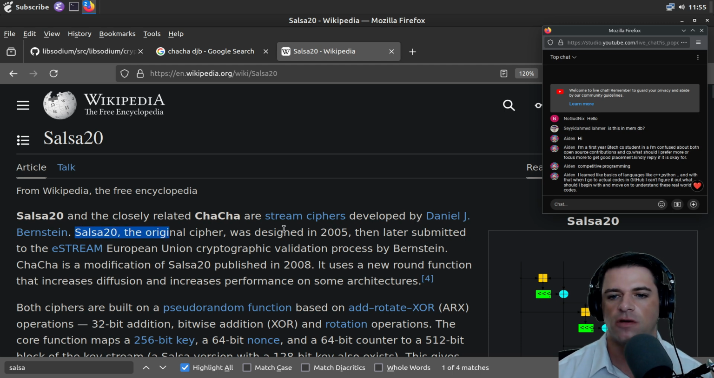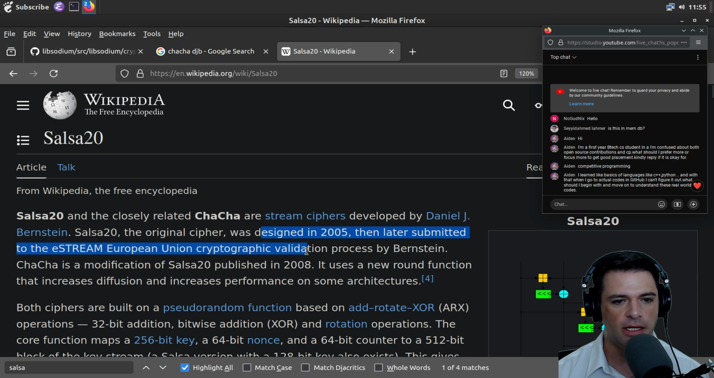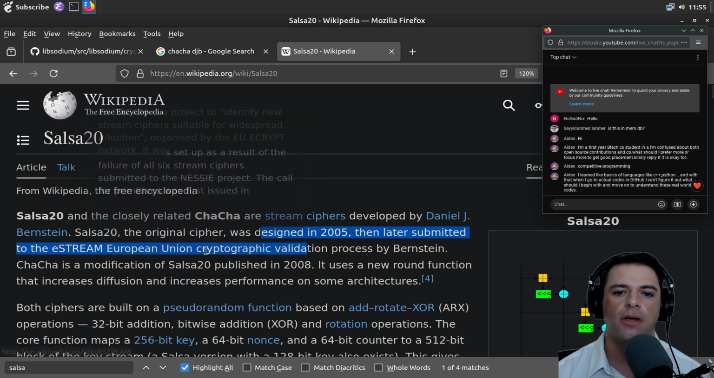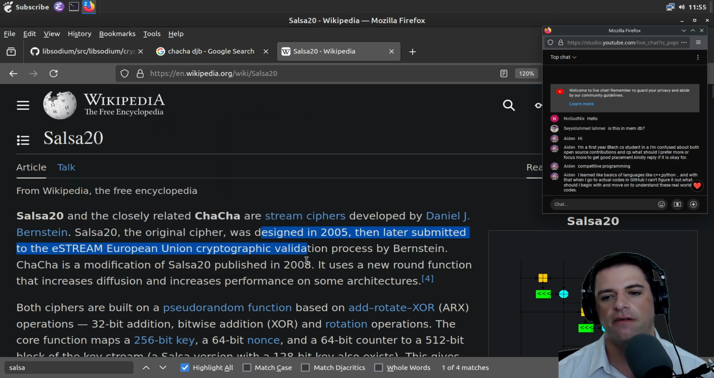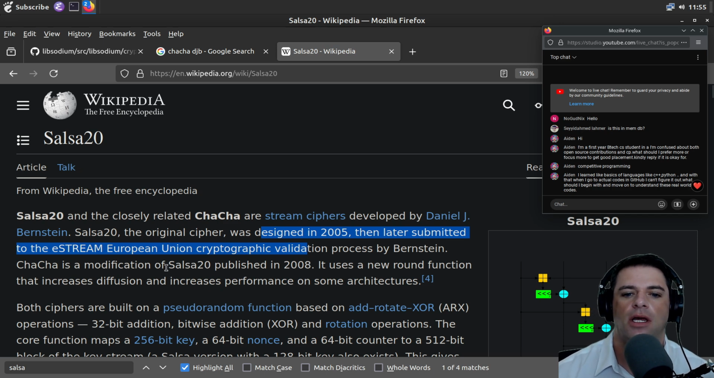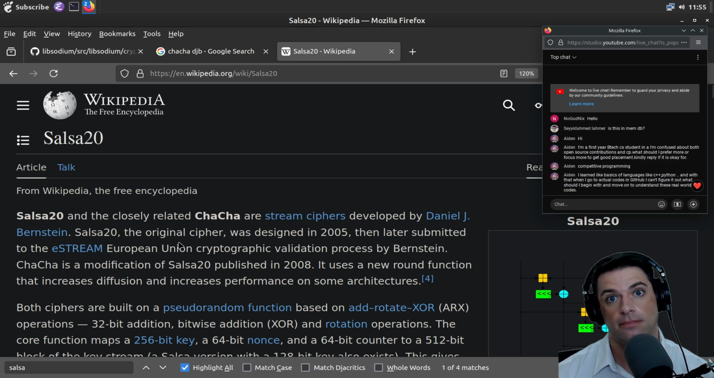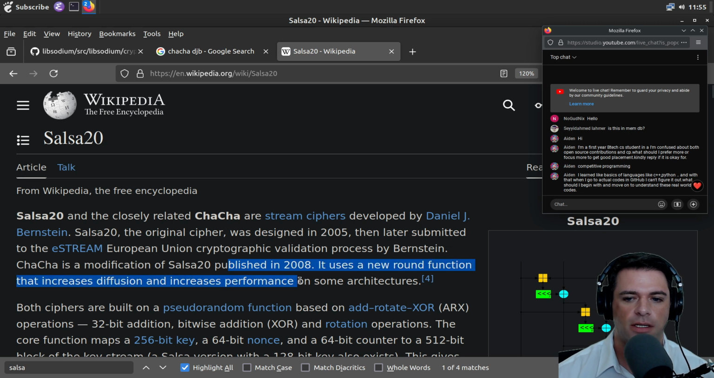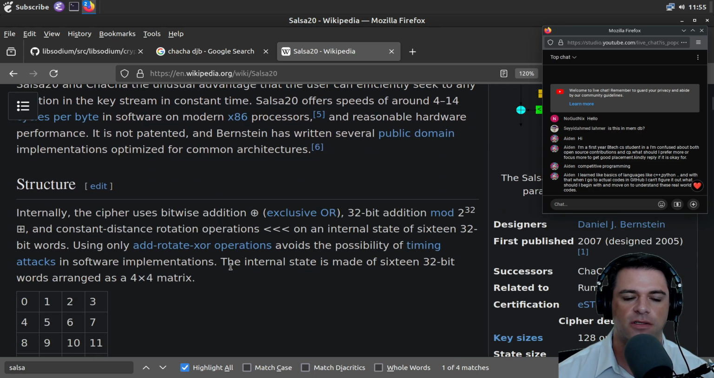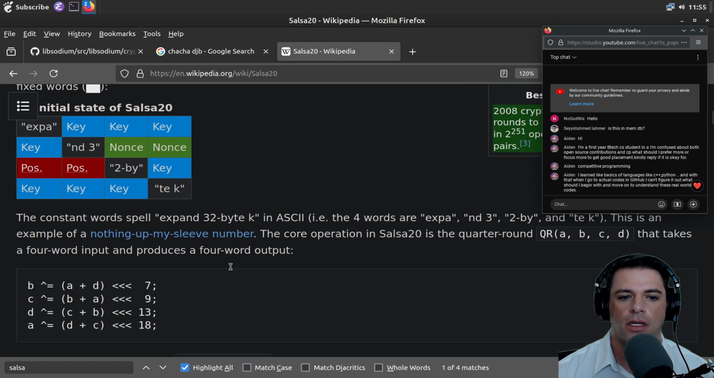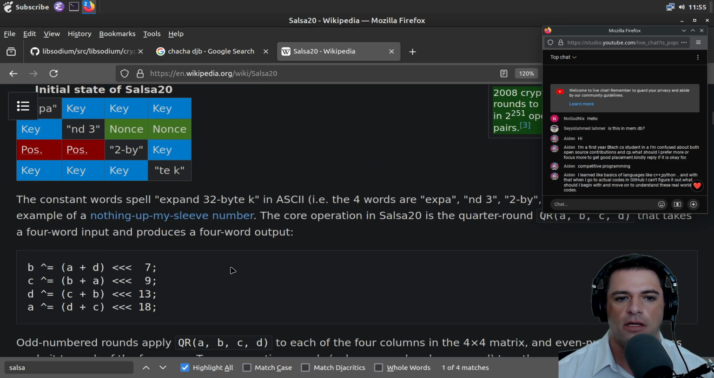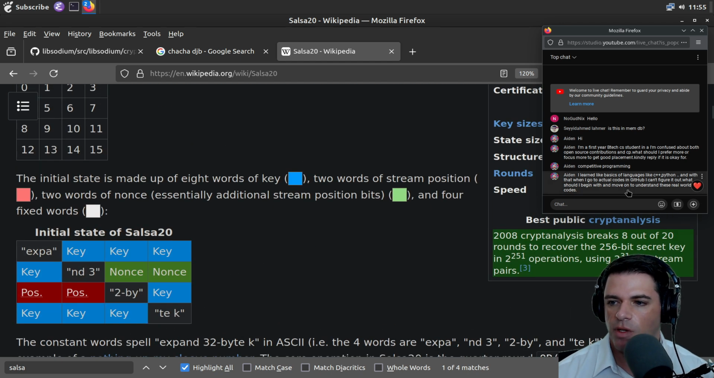Salsa20, the original cipher, was designed in 2005 and later submitted to the eSTREAM European Union cryptographic validation process. ChaCha is a modification of Salsa20 published in 2008. It uses a new round function that increases the diffusion and increases performance on some architectures. Okay, and here's the Salsa stuff. Maybe we'll come back to this.